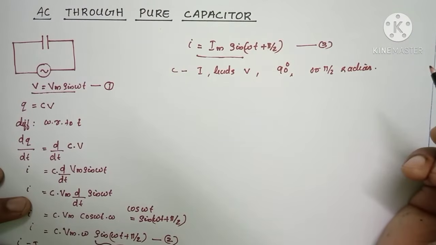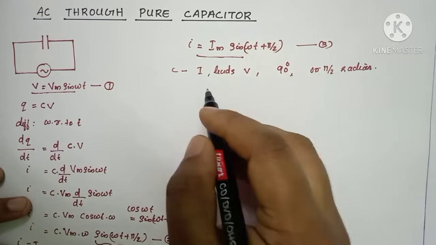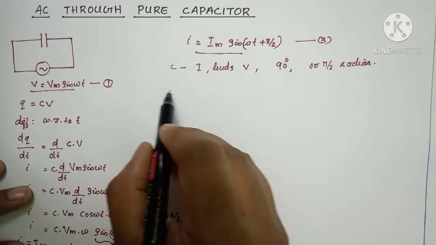And this is a very important point regarding the pure capacitor when the alternating current is passing through it. Based on this, we can draw the waveform for that.